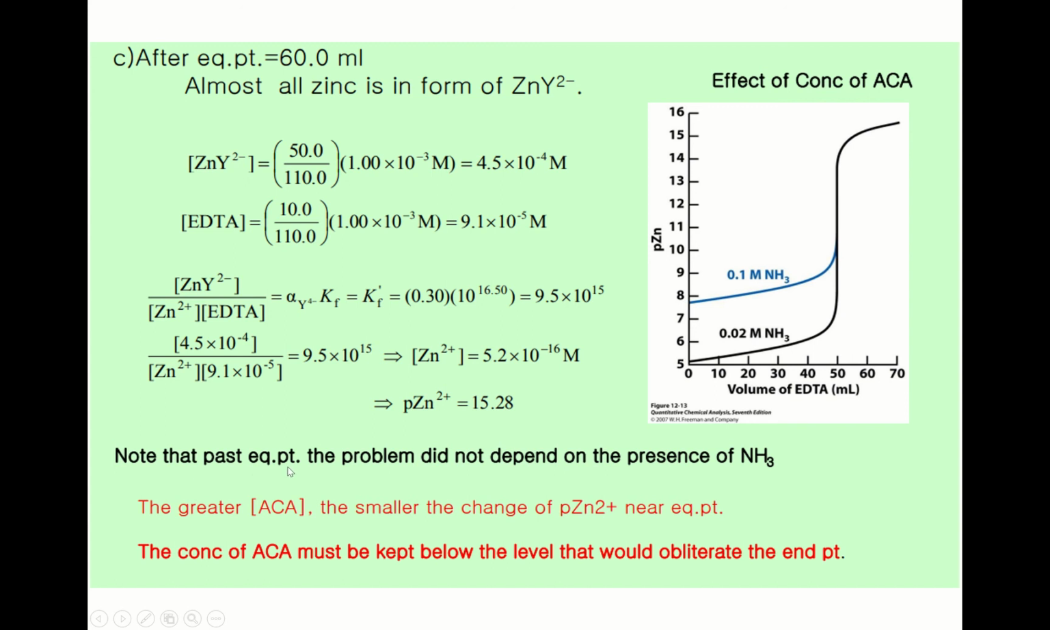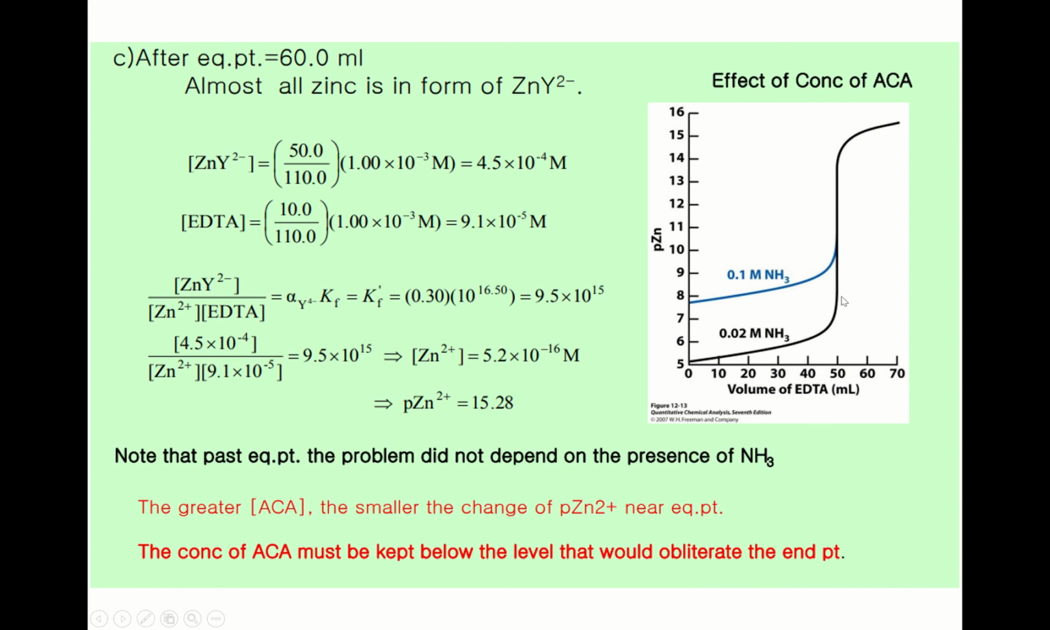Note that past the equivalence point, the problem did not depend on the presence of ammonia, right? As already explained, the greater the concentration of this auxiliary complexing agent, the smaller the change of the zinc ion concentration. So the concentration of the auxiliary complexing agent must be kept low, at a level that would not obliterate the end point. This figure shows that very well.